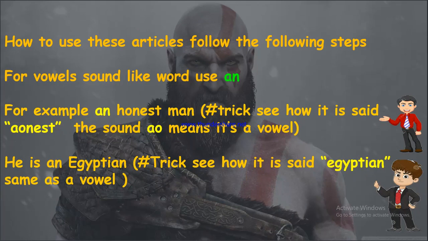Now let's talk about how to use these articles. For sounds like a vowel, we use an. For example, an honest. So let me tell you the trick for it: where to use an, where to use a, and where to use the. For example, he is an honest man. You have to look at this word, not man.